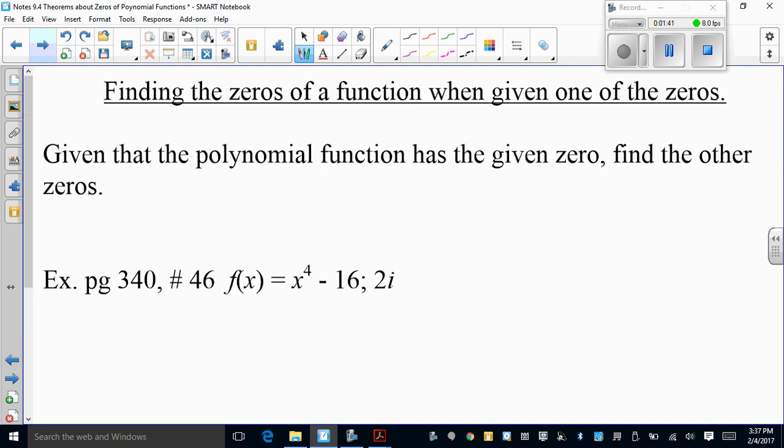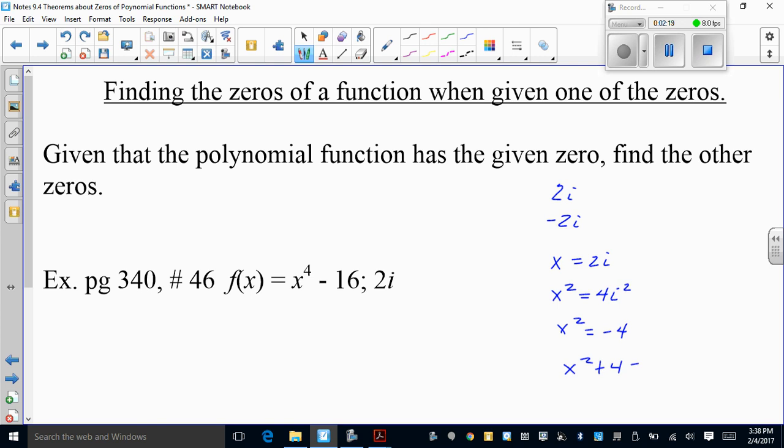Okay, next problem is the same way. Given the polynomial function has a given zero, find the other zeros. They gave you 2i this time, which means if 2i is a 0, then negative 2i is a 0. That leaves us with 2 more. So if x equals 2i, then x squared equals 4i squared. Square both sides. But this is negative, so x squared equals negative 4.